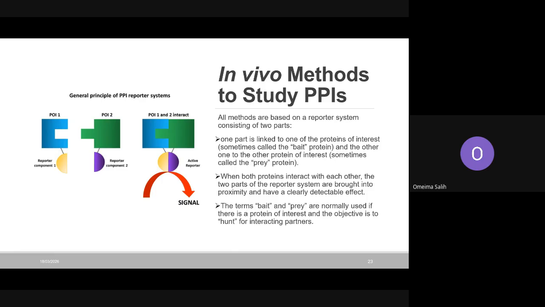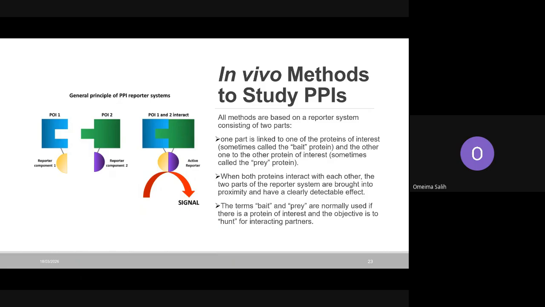Okay, so one is the bait. The bait is one of the proteins you want to study, and the other protein, the prey protein, is another protein. You want to test the interaction between bait and prey, but you link them to a protein within the cell that already interact. So when both proteins interact with each other, the 2 parts of the reporter system are brought into proximity and have a clearly detectable effect.